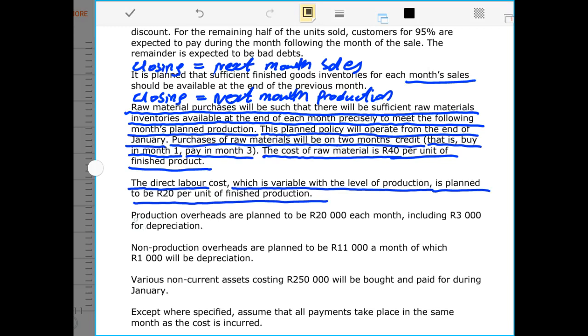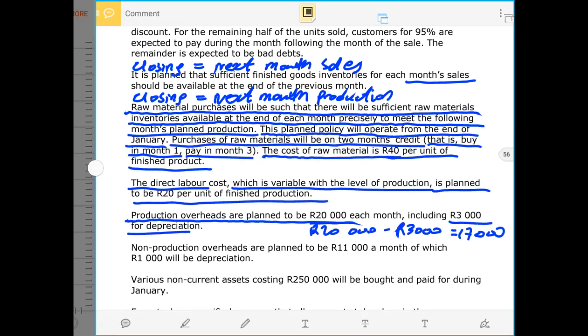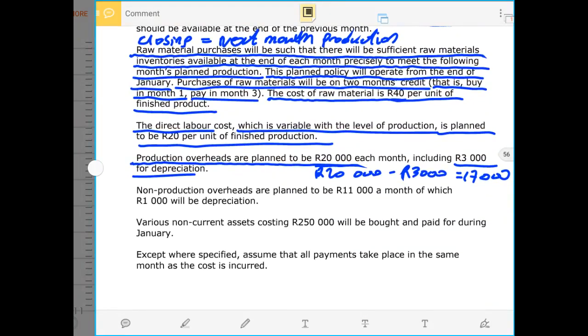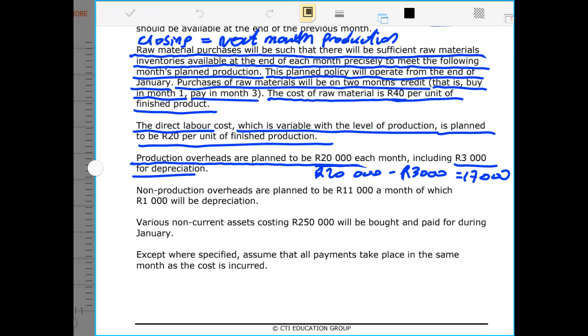Then they say production overheads are planned to be 20,000 in each month, including 3,000 of depreciation. Now we know that depreciation is a non-cash item. We just have to say 20,000 less 3,000, so that we get to 17,000, and 17,000 will be the production overheads, excluding the non-cash item, which is depreciation, because we don't record non-cash items under the cash budget.